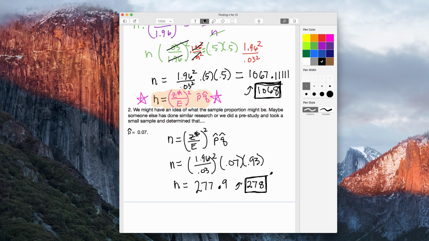So when you are figuring out sample size, there's kind of two options, and you just have to read problems carefully to figure out, do they give you some sort of proportion to start with, or is it free for all, you have no idea, so you'd use 0.5 instead. Just read each problem carefully.